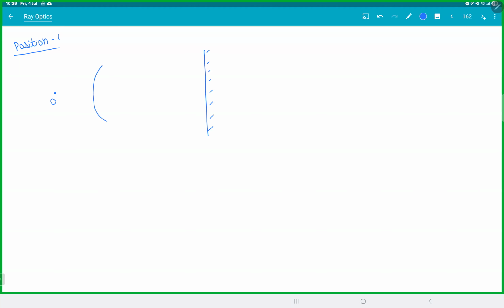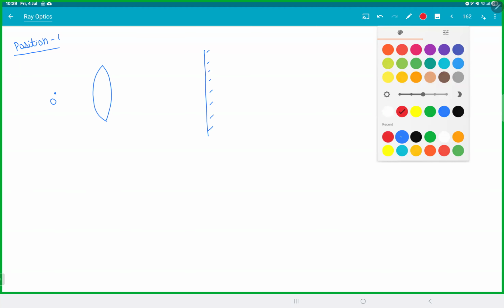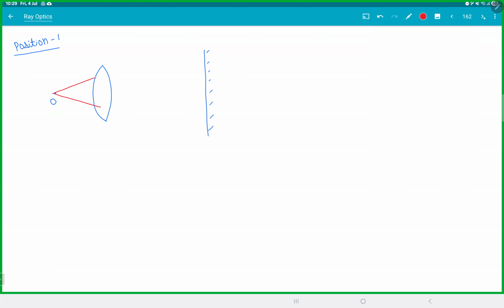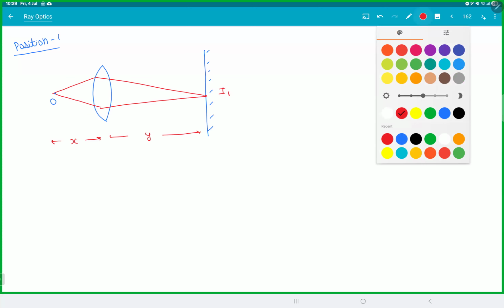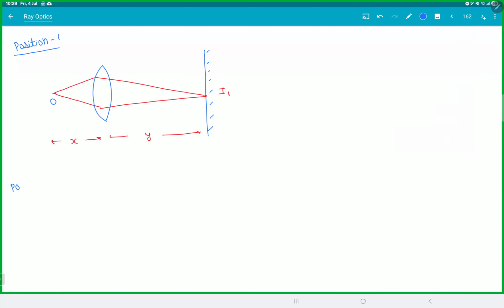You kept the lens here. Let this image be I1. Let this distance be X. Let this distance be Y. Position 2, object is here, screen is here.